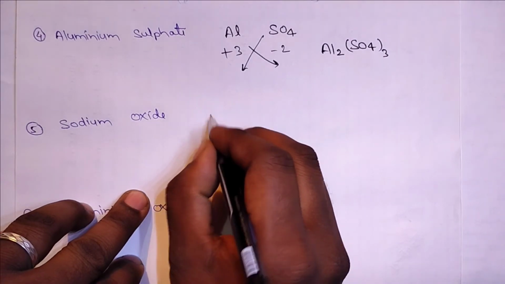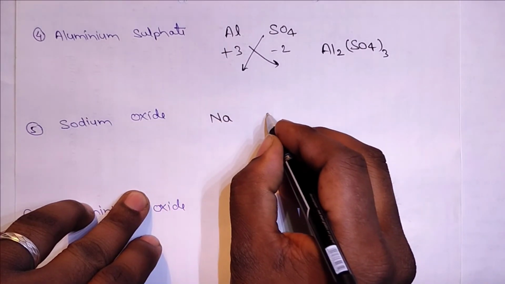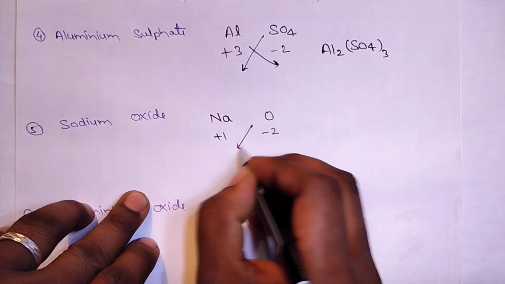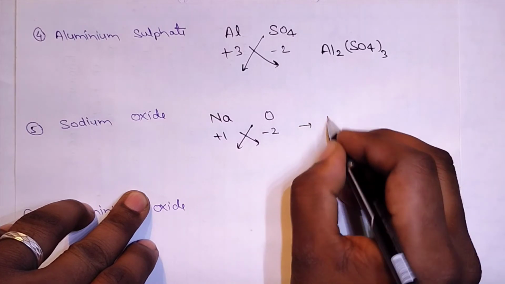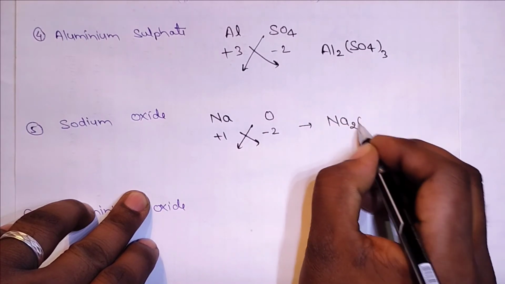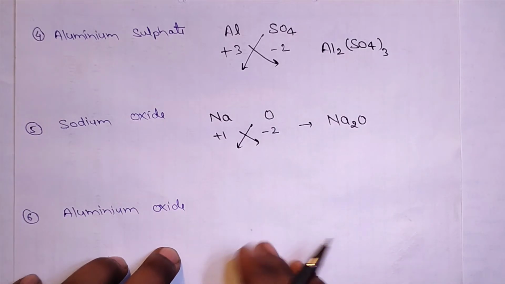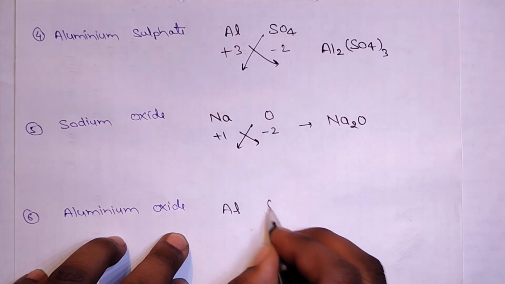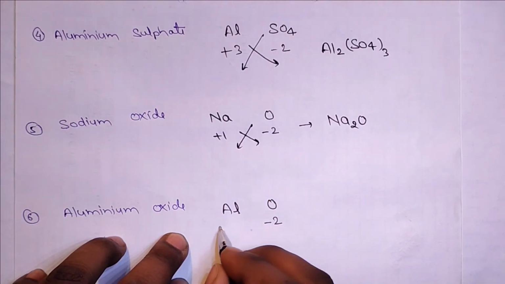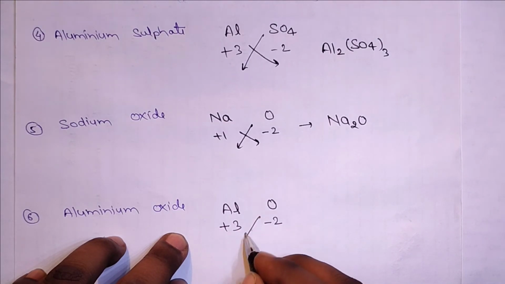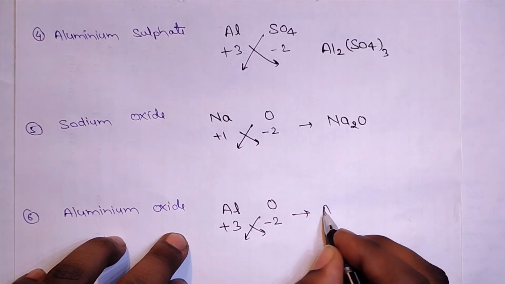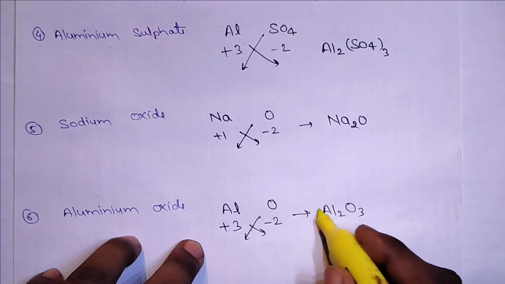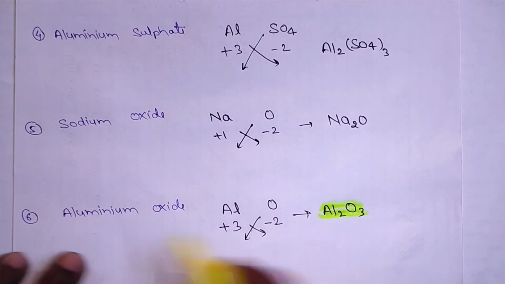Next is sodium oxide. Sodium Na, oxygen O. Its valency is -2 and sodium's valency is +1. Apply the crisscross method, and the formula is Na2O for sodium oxide. Next is aluminium oxide. Same, aluminium Al, oxygen O, valency -2, aluminium valency +3. We apply the crisscross method, and the formula is Al2O3. So just see, the formula of aluminium oxide is Al2O3.